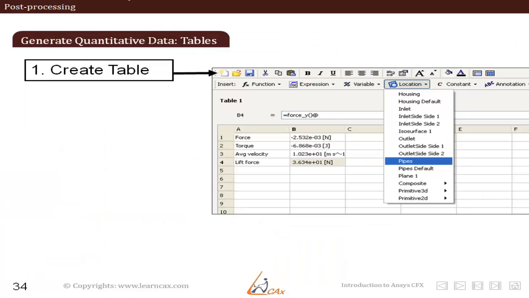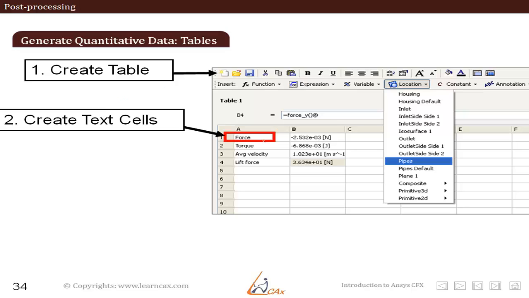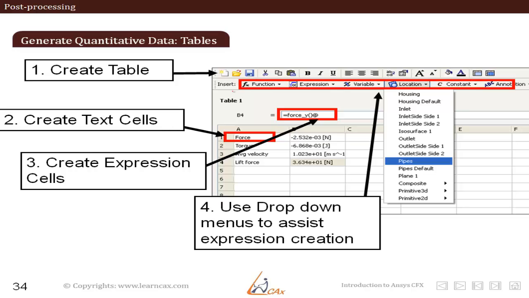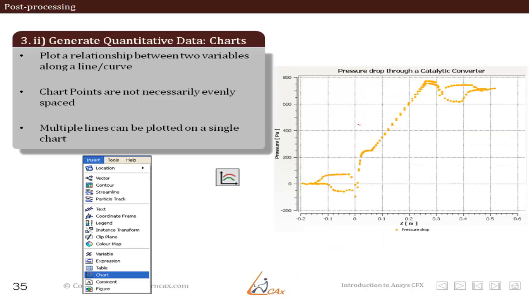What is the process of creating table? First, go to create table, then create text cells. After that, create expression cells. Then we can use different drop-down menus to assist expression creations in order to define our expression.